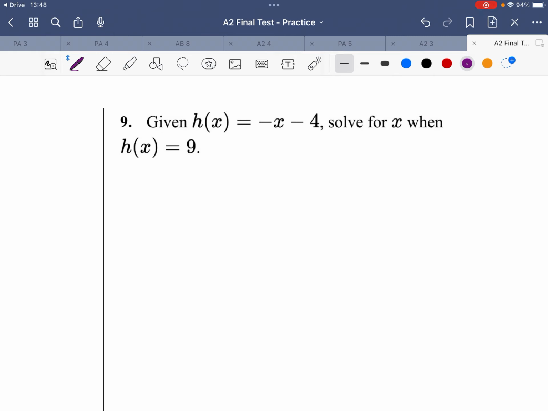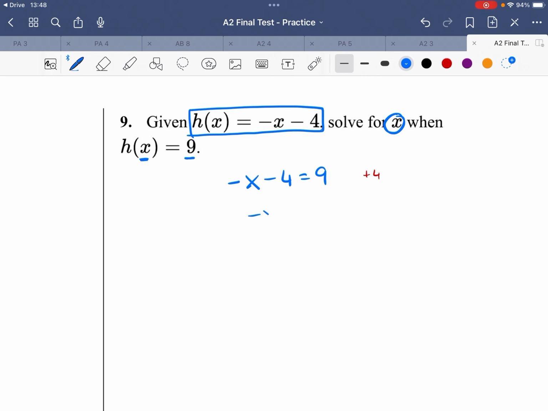Number 9. This gives us a function, h of x equals negative x minus 4. And then they ask us to solve for x when h of x equals 9. The important thing to know is that this is the input and this is the output, so 9 is the output. We want to know when this function is equal to 9, and we just have to solve this equation.